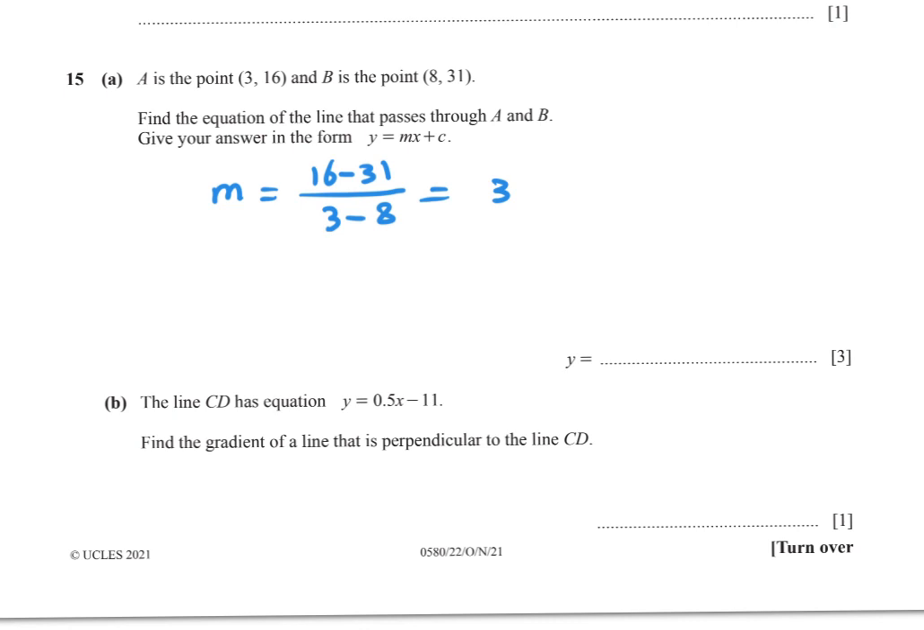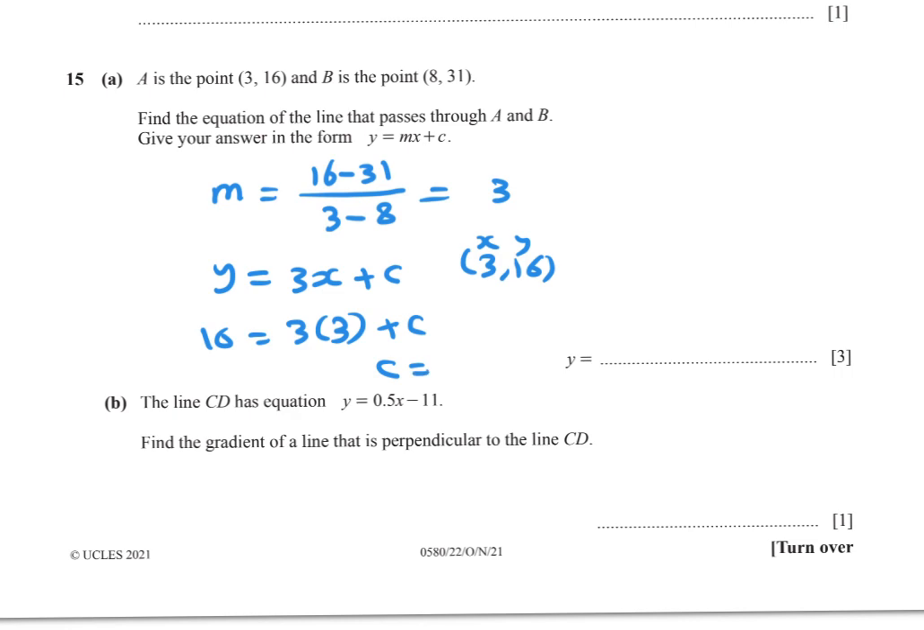So m equals 3. Now the equation of the line is y equals 3x plus c. Now substitute any point, so (3, 16): x equals 3, y equals 16. So 16 equals 3 times 3, which is 9, plus c. So c equals 16 minus 9, which is 7. So the equation of the line is y equals 3x plus 7.